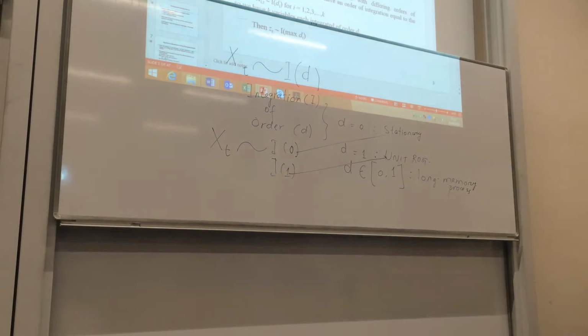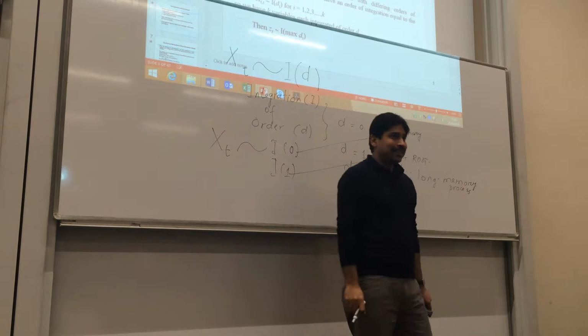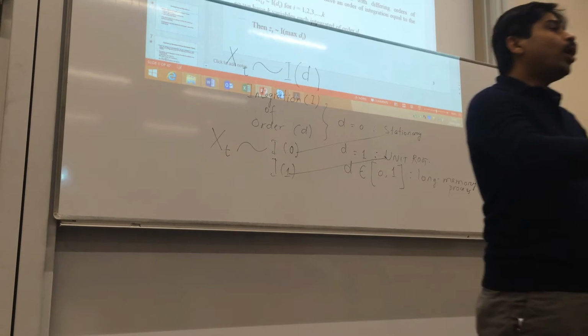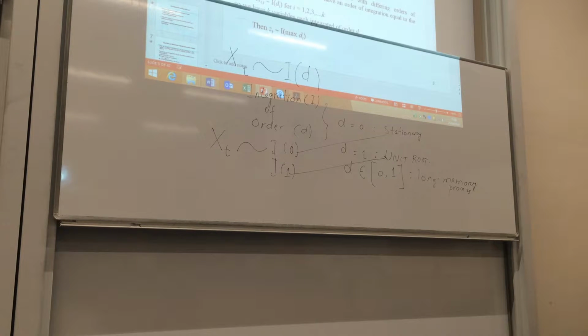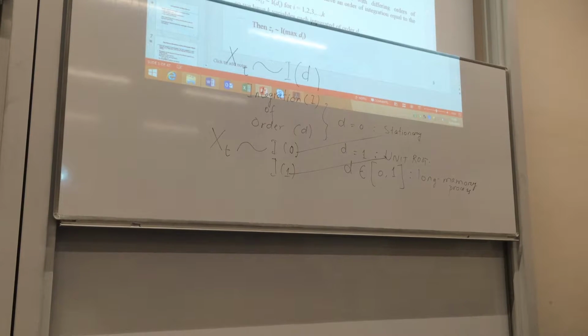What if it's 0.4? What do you do? If it's 0.4, what happens? Very good. And then we call it a long memory process, or what we call fractional integration. Integration of order d, where d is a fractional parameter. But you might be wondering what the differences are there.